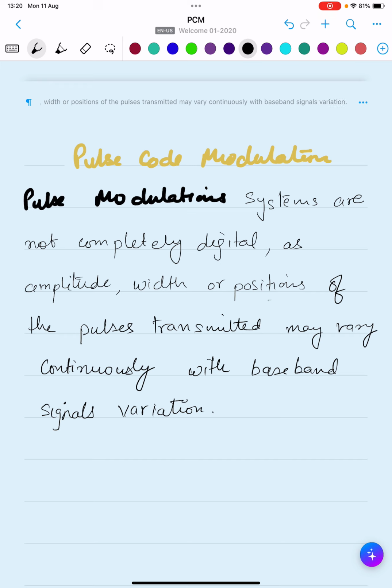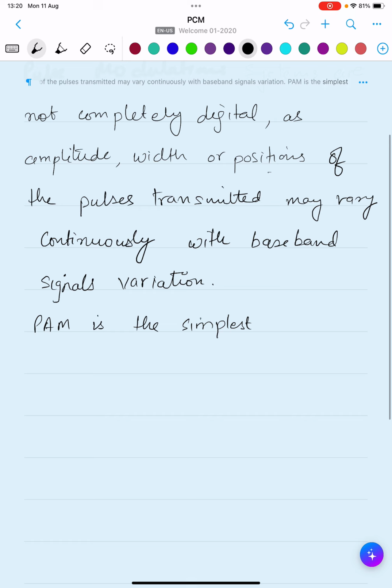So I assume that you might know it, but if you are not aware of it, then I will explain PAM also. As we know, PAM is the simplest of pulse modulation systems.